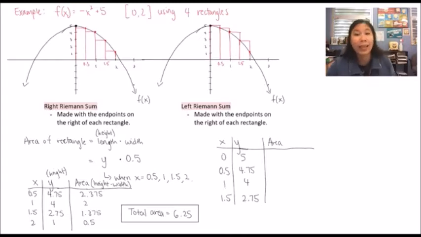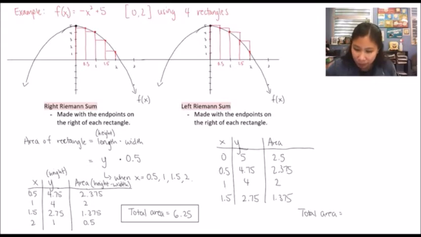So next we want to find the area of each rectangle by multiplying it by 0.5, because that was the width of each rectangle. So I get 2.5, 2.375, 2, and 1.375. So this time when I add everything together, I end up with 8.25.